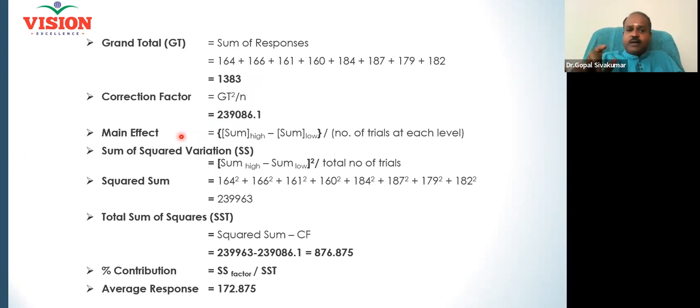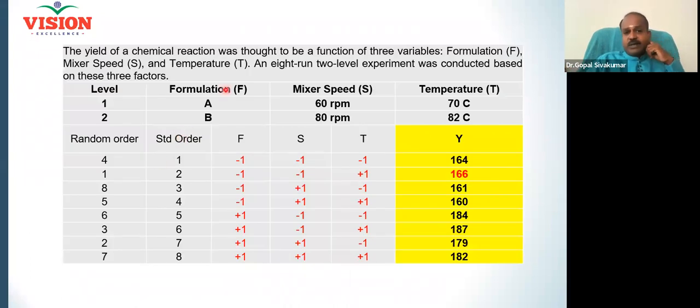Now you need to find out the main effect. Main effect is nothing but the average effect when the factor is at high minus the average effect when the factor is at low. For example, consider formulation. A is low, B is high. How many readings do you have when the formulation is at high? 4 readings. Take the average.